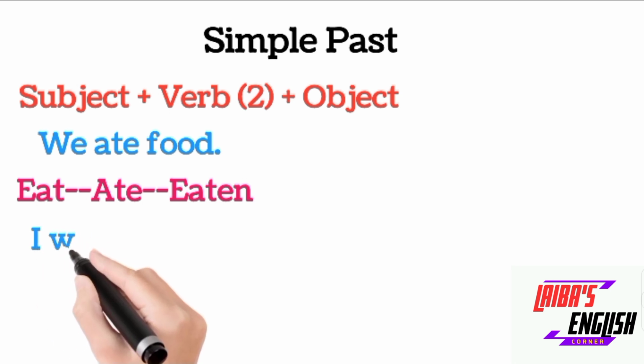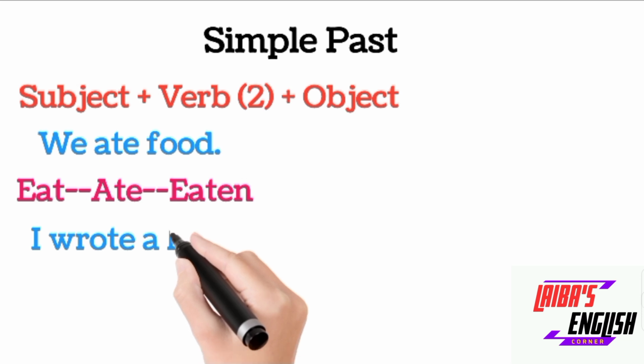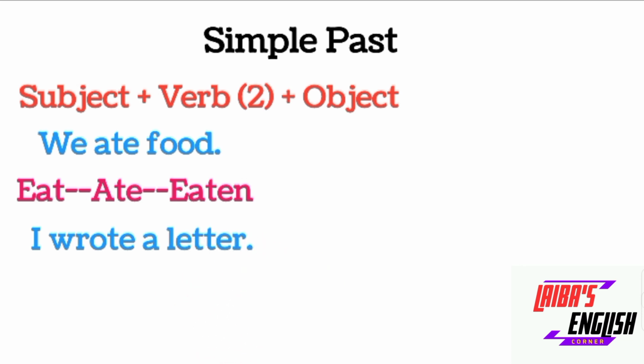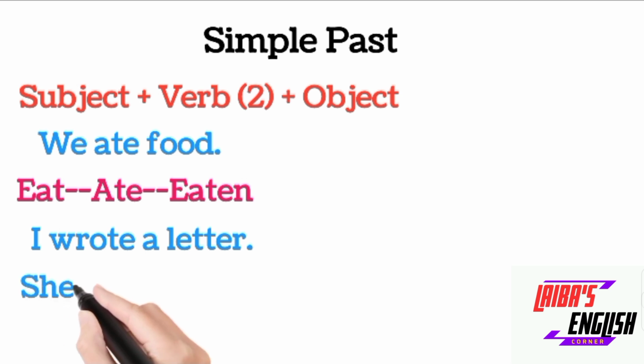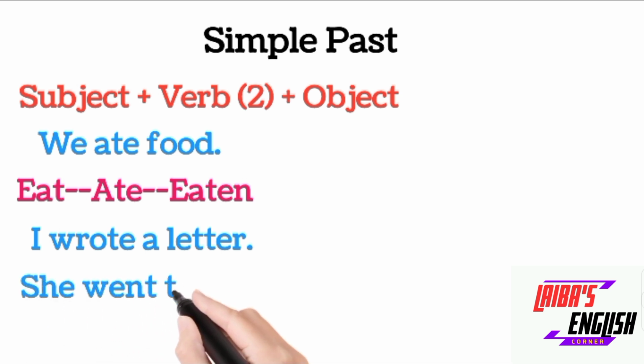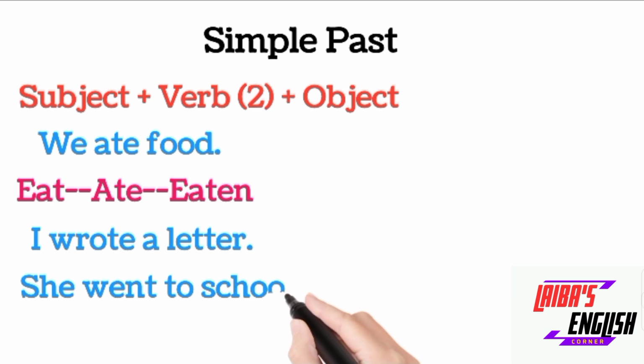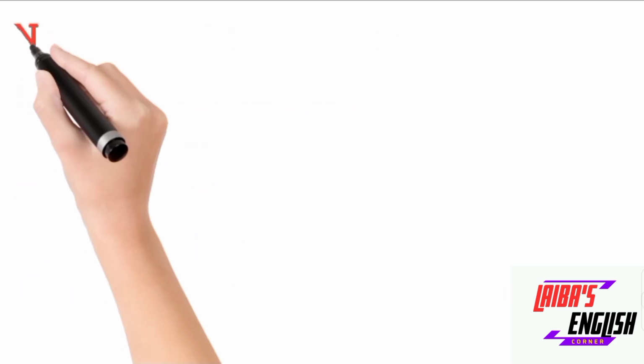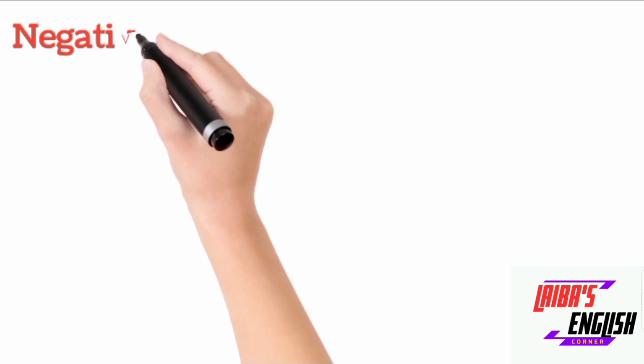Eat is the first form, ate is a second form, and eaten is a third form. So you have to remember all the verb forms because there is no second solution and you have to learn all the verb forms to put them correctly in the sentences. Second example, I wrote a letter. I is a subject, wrote is a second form of write, a letter is an object. She went to school. So this is simple past tense.